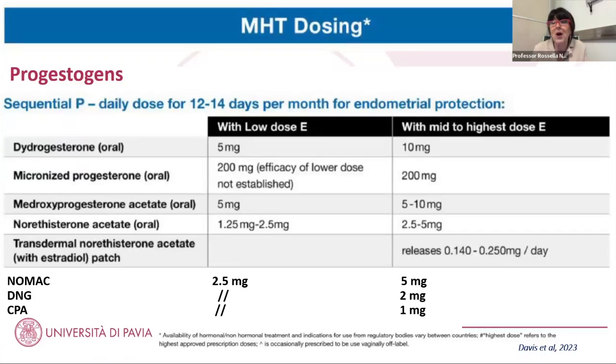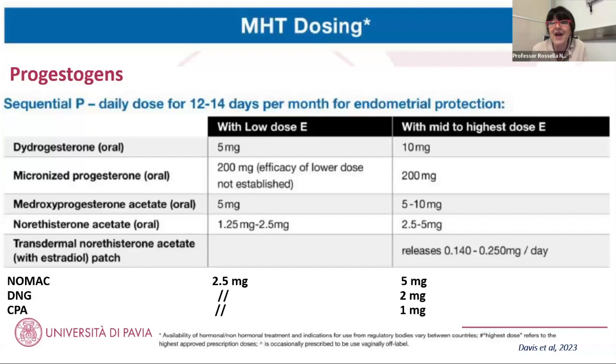Usually we use 200 milligram of micronized progesterone in sequential treatment because lower doses have been studied only when we use continuous combined, so when women are already well into the postmenopausal transition. We can use medroxyprogesterone acetate as well. We can use in some markets norethisterone acetate, especially in Northern Europe. We can use norethisterone acetate in the transdermal combined patch as well.